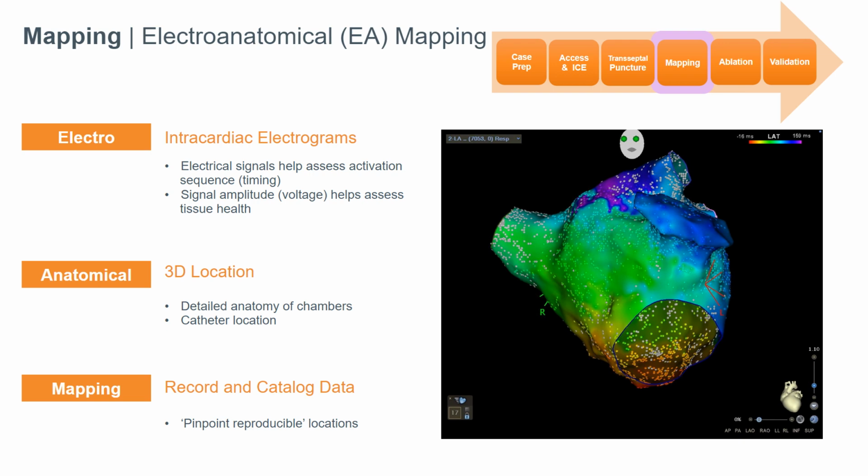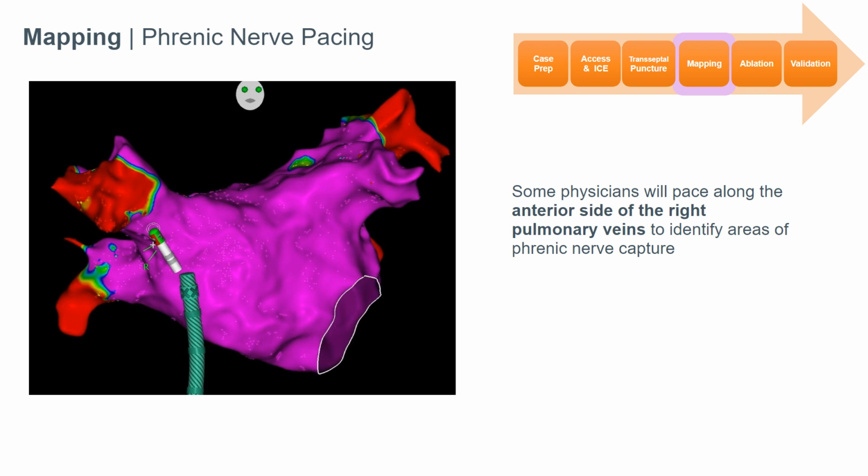The phrenic nerve runs anterior to the right pulmonary veins. Some physicians will pace this area to delineate where the phrenic nerve correlates to the anatomical data of the map. When the phrenic nerve is stimulated, indicated with diaphragmatic movement, the location may be marked on the CARTO3 system 3D map. This helps the physician avoid the location when performing RF ablation. This is important to remember when paralytics are used, as they may inhibit capture of the phrenic nerve while pacing.